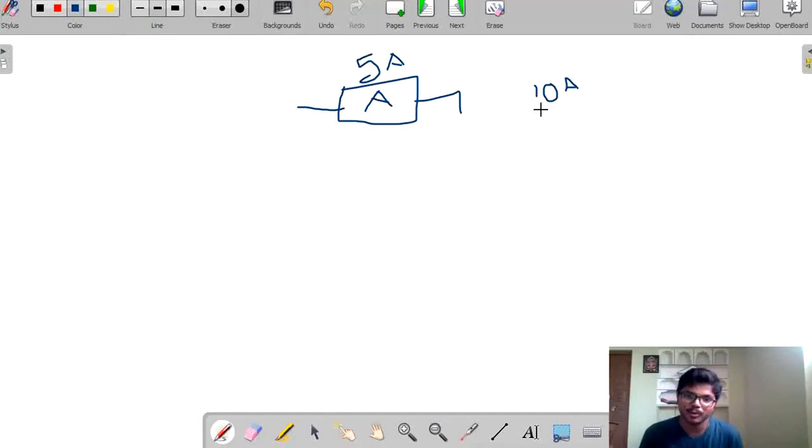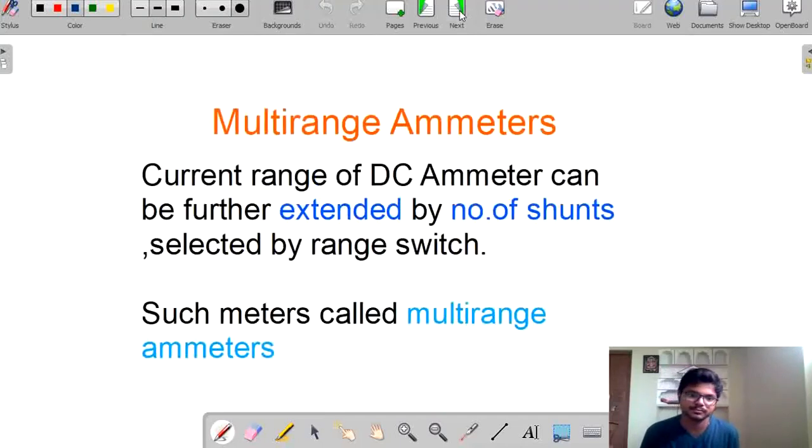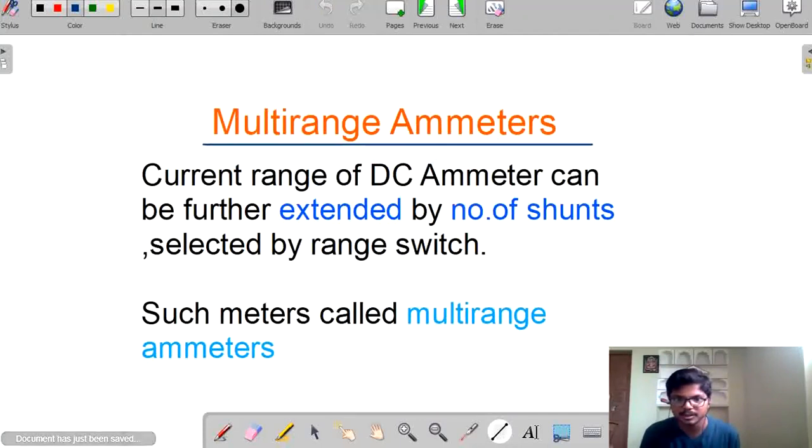In order to avoid using another ammeter, we go with a certain technique such that we can use this ammeter to measure 10 amperes of current. This is called the concept of multi-range. The same concept is applicable to voltmeters also. Now we will study multi-range ammeters and voltmeters.